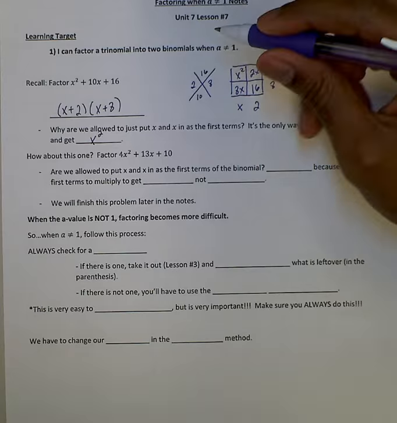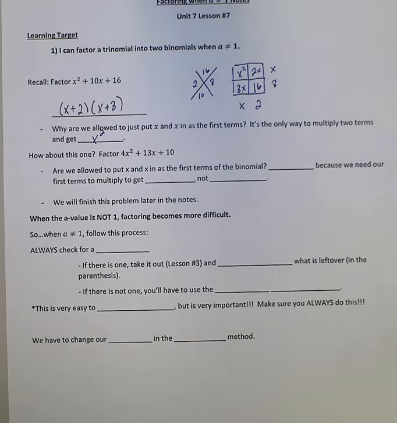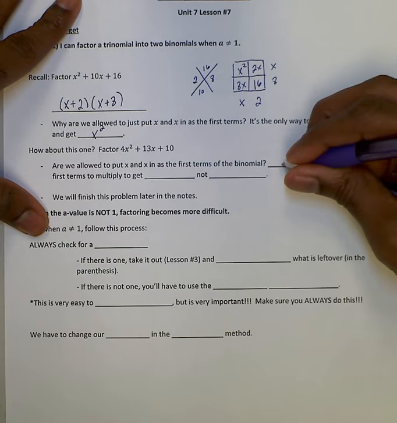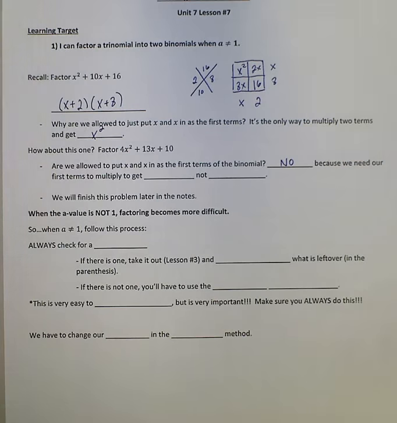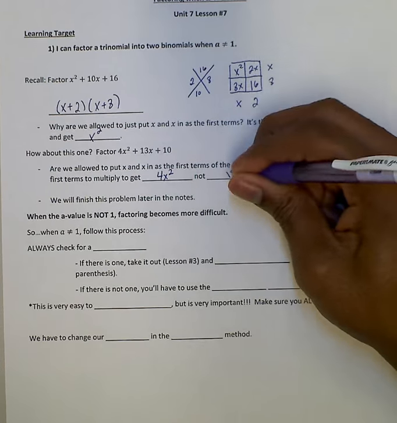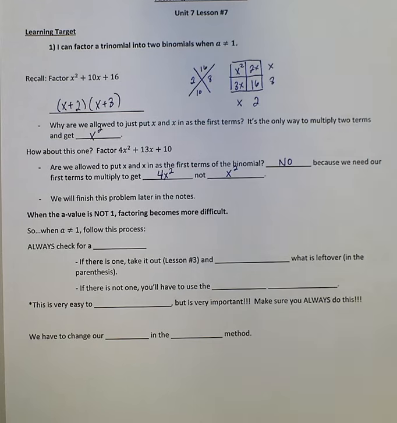Notice in this problem that a was 1. Okay, what if we were given 4x squared plus 13x plus 10? Are we allowed to put x and x in our first terms in the binomial? The answer will be no, because we need our first terms to multiply to get 4x squared and not just x squared. So we'll finish that problem at the bottom of these notes.